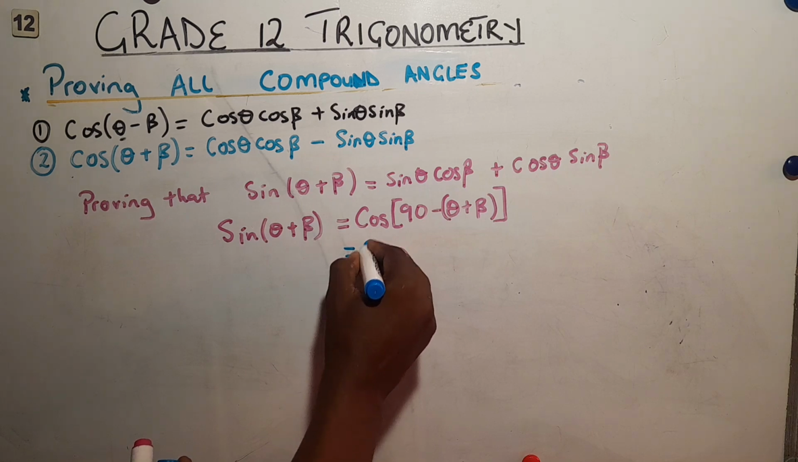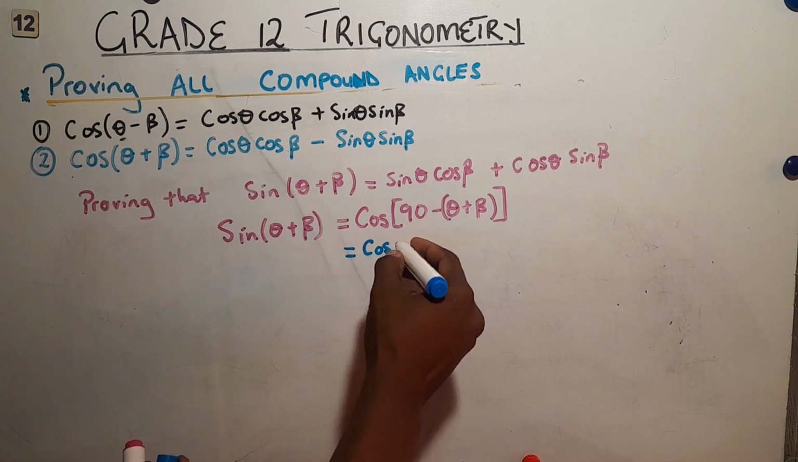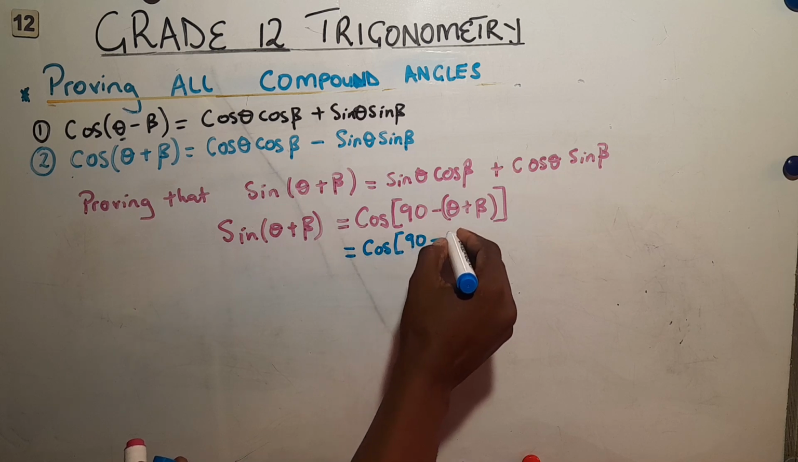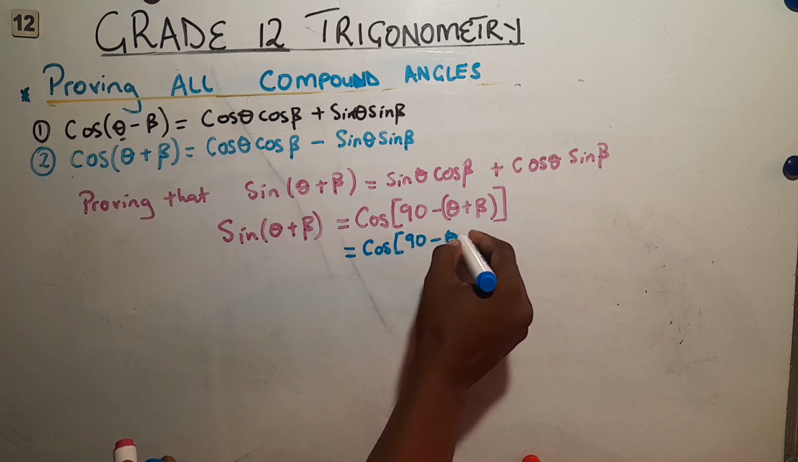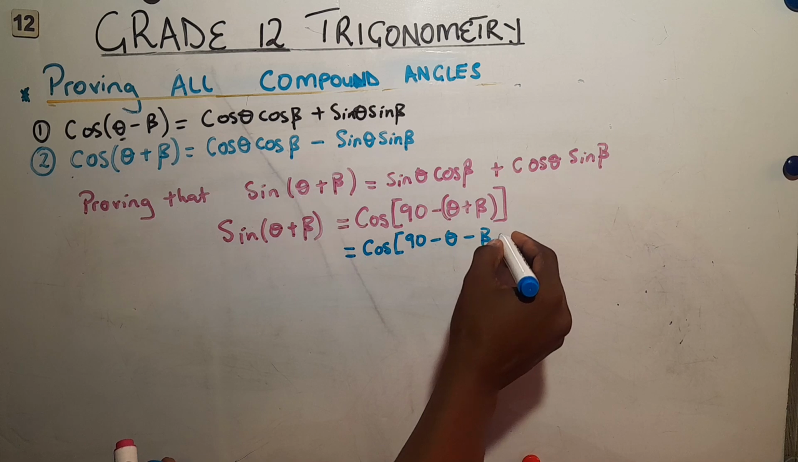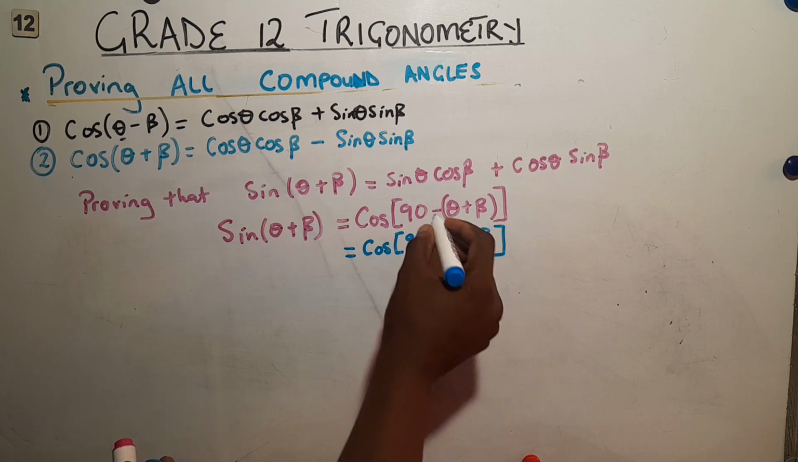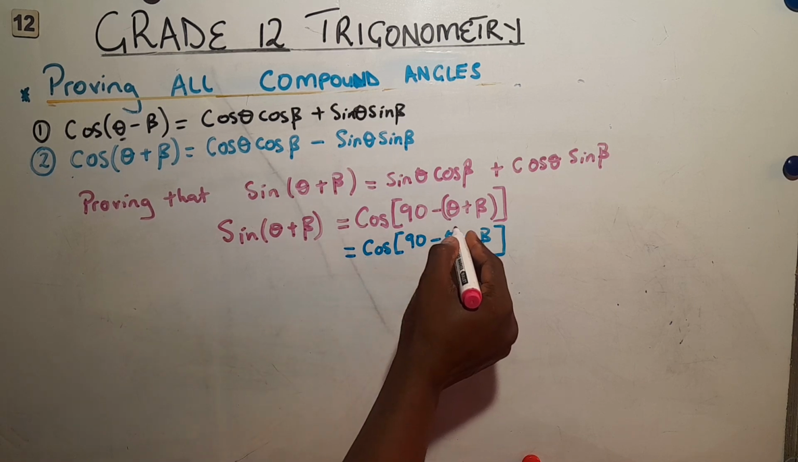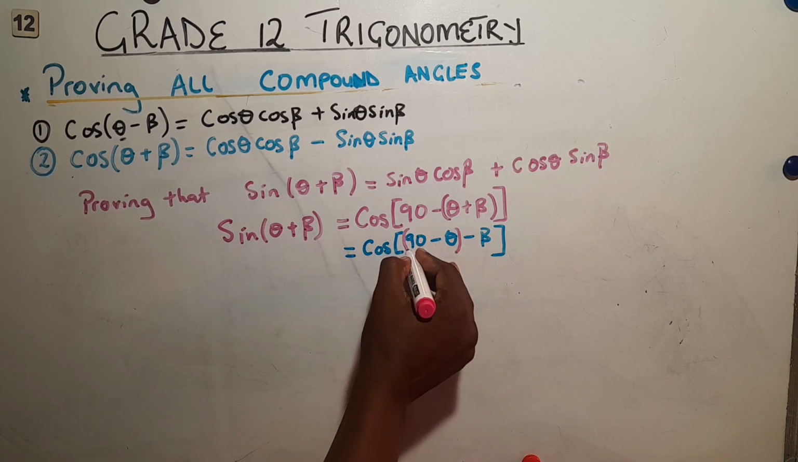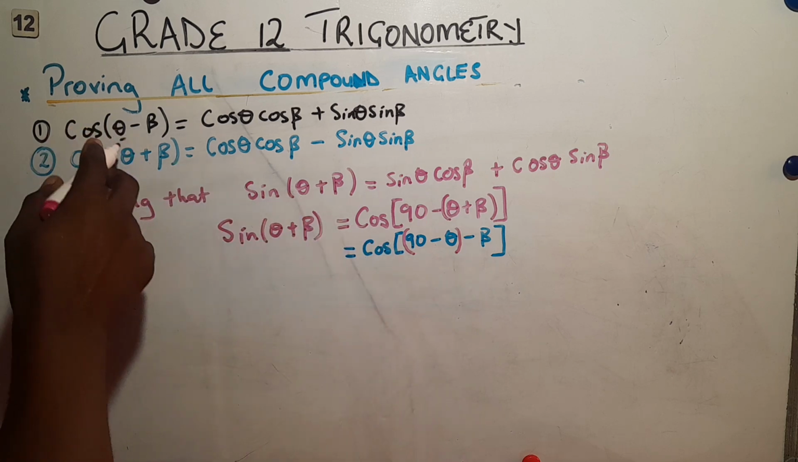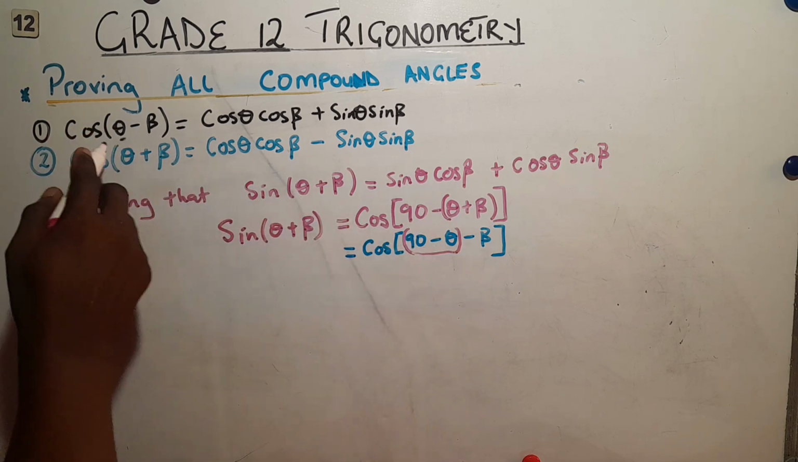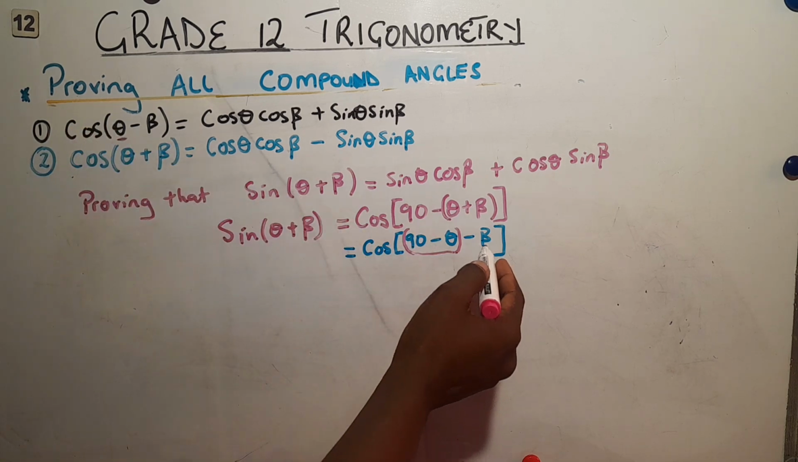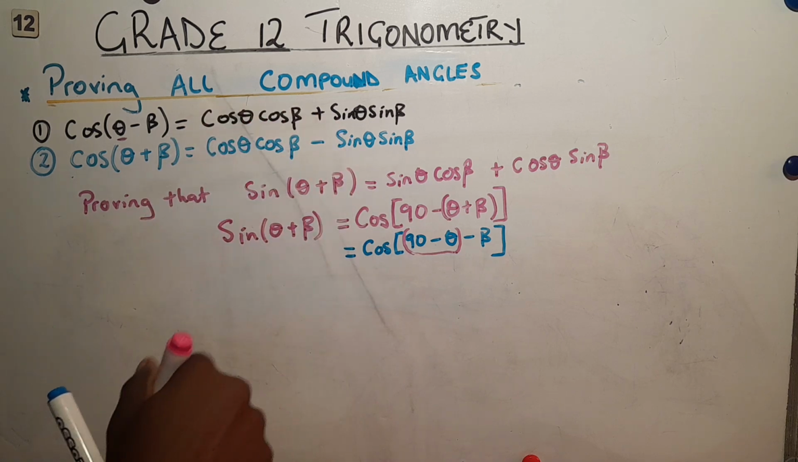So this is equivalent to cos of 90 minus theta minus beta, like that. This negative multiplied everything inside. So now we can take this first angle as our theta. So now this will act as our theta now. Can you see that in this formula? So this can now act as this angle, and this will act as the second angle, right?